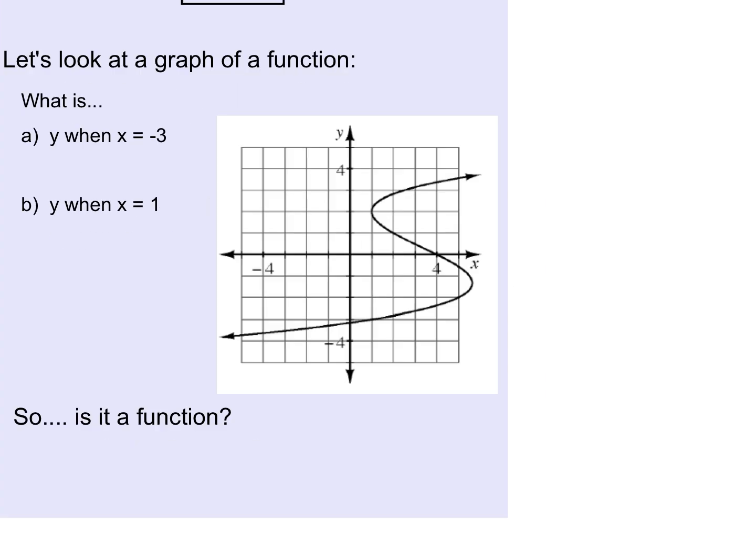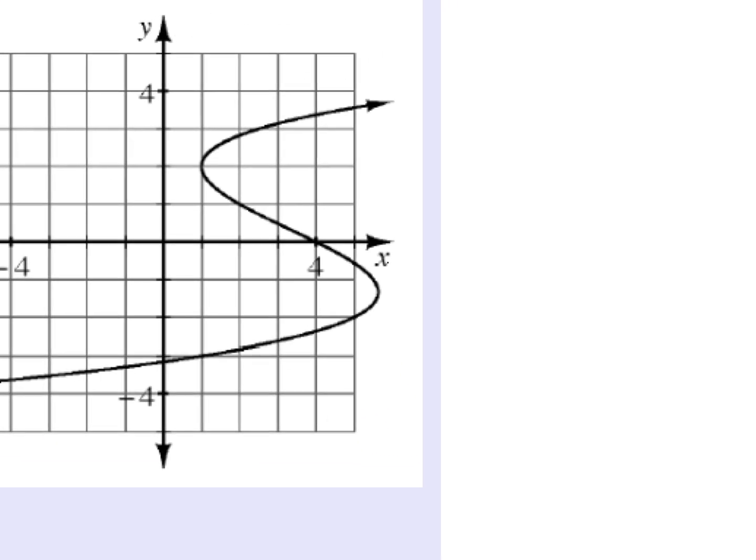Okay. This should be super simple. Function or not? Nope. If you would do the vertical line test, look, if I put an input of 3, because 3 would be right here, it gives me 3 different outputs. That's not consistent. Fails the vertical line test, not a function.